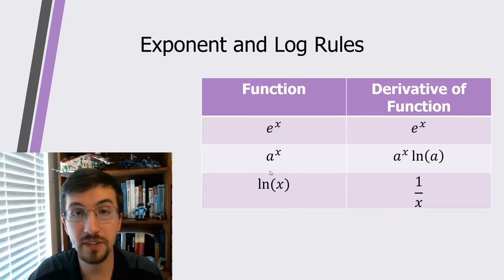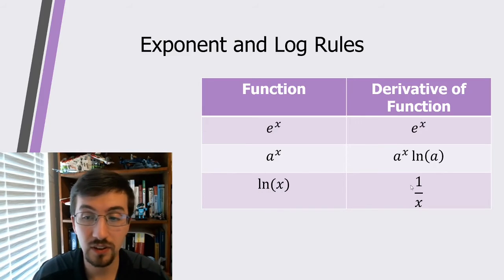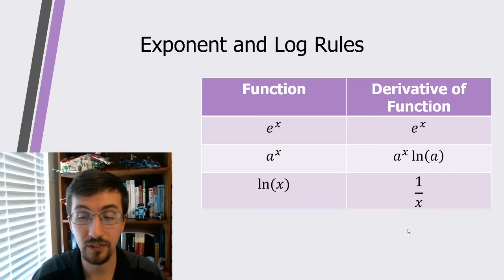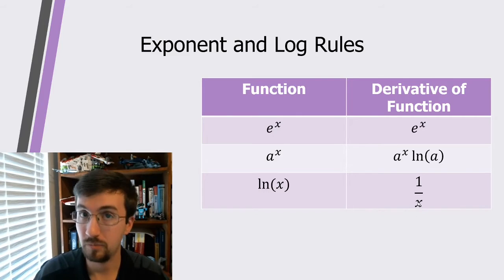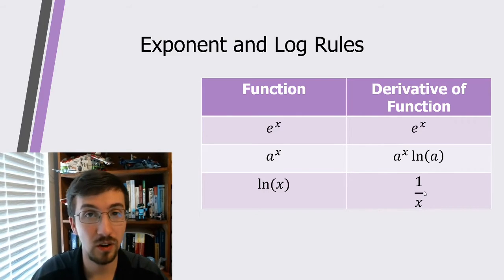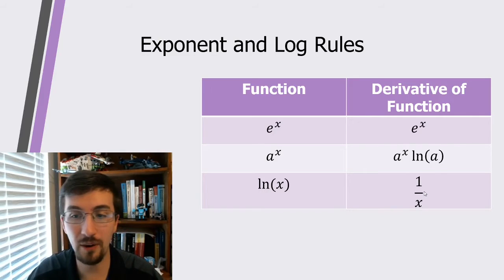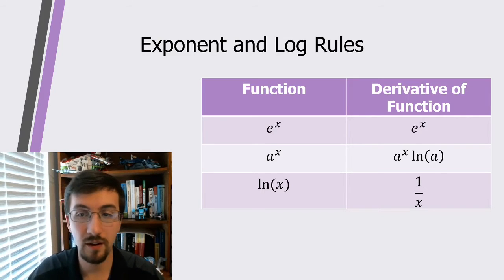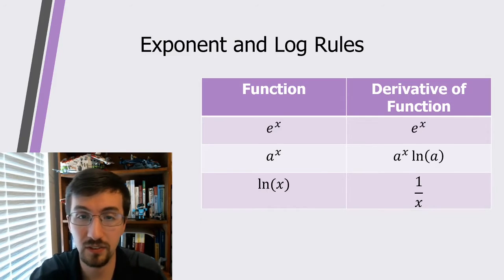Then the derivative of the natural log of x is 1 over x. Pretty interesting. We can, of course, look at how to get there through the limit definition, but that's kind of ugly, and we don't need to worry about it. We can just know that the derivative of natural log of x is 1 over x.